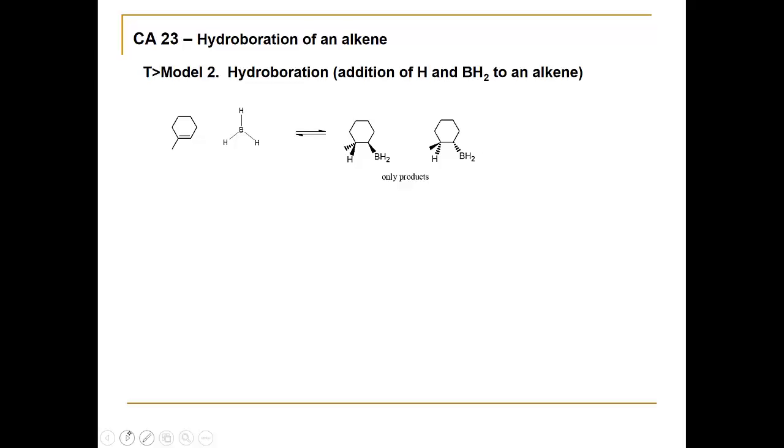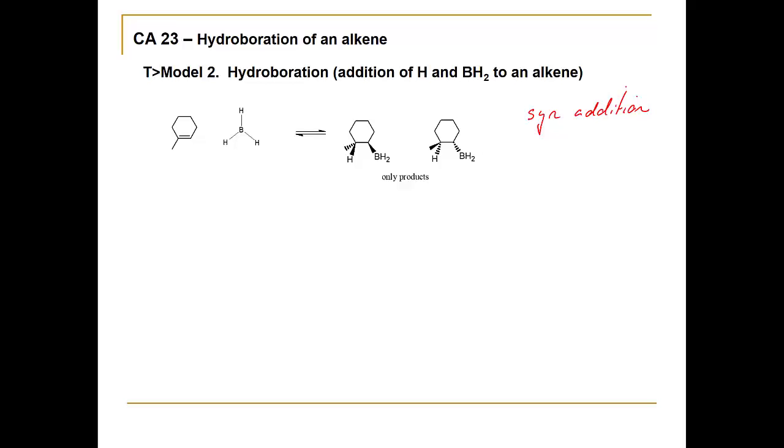Now, this would not be true if in fact there was a full carbocation intermediate, because the hydrogen as a hydride could attack on either side of the carbocation. But rather, the H and the BH2 always end up on the same side. So we call this a syn addition. And that's referring to the stereochemistry.